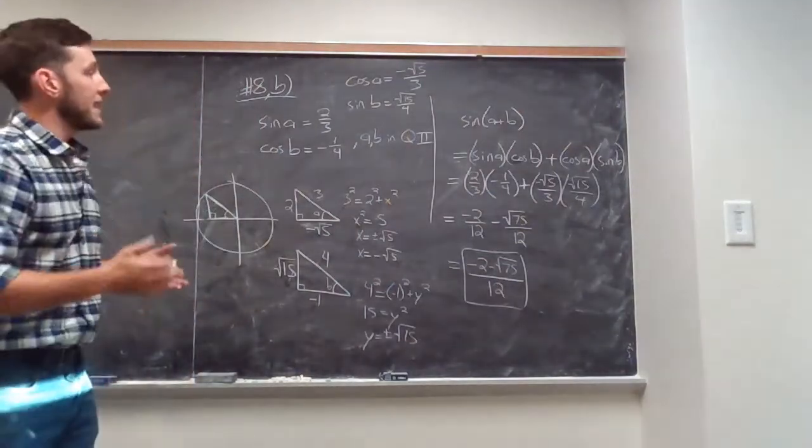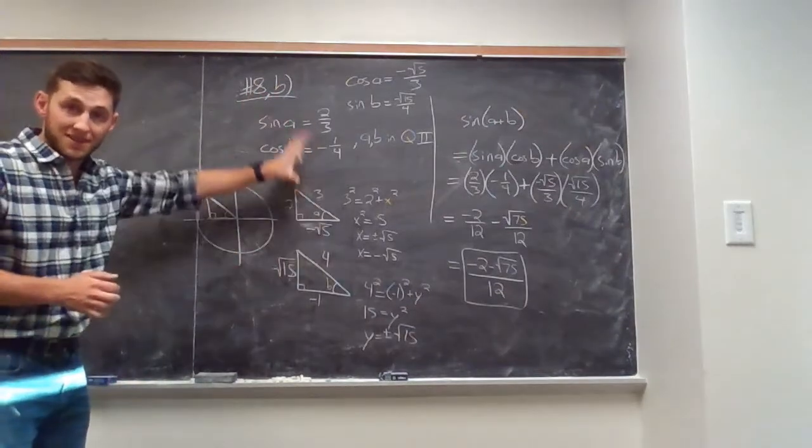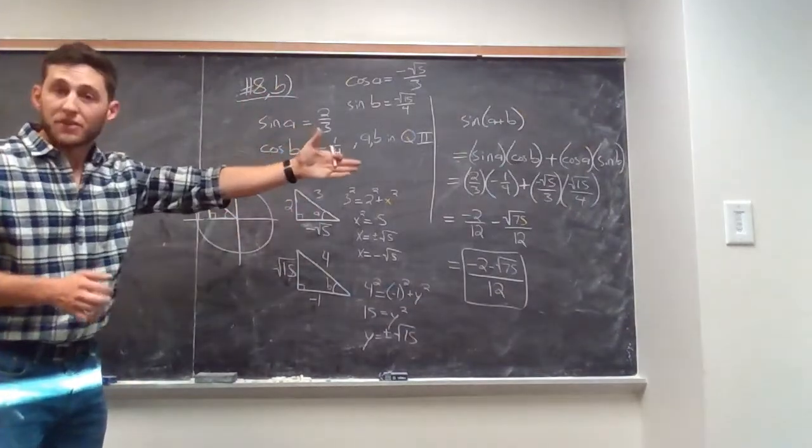Now, finding cosine of A minus B, which was the second part of the problem, once I have all of this worked out, so this is the bulk of the problem, we'll just come from a formula again.